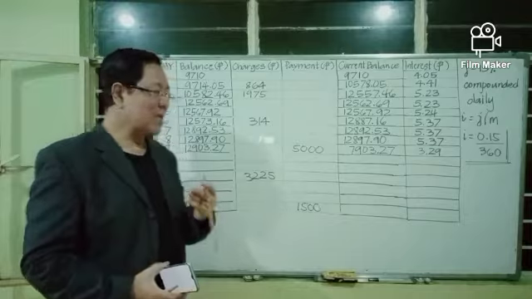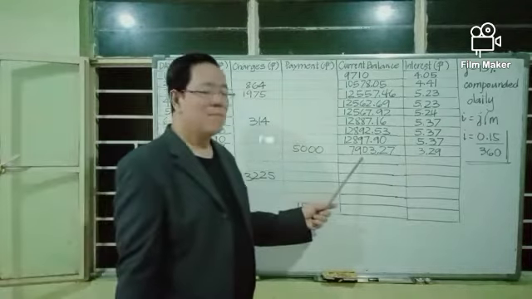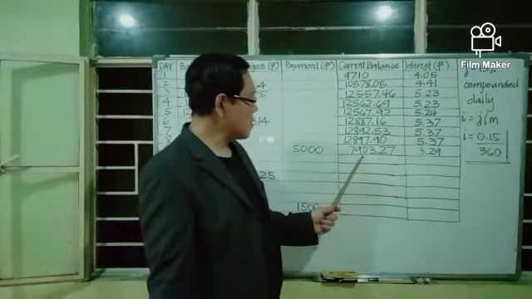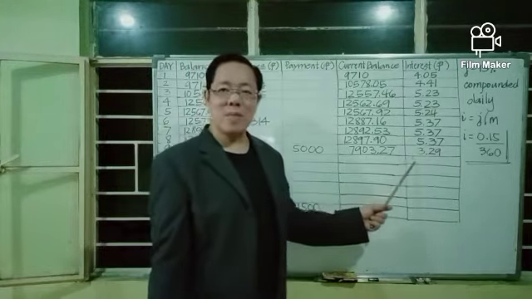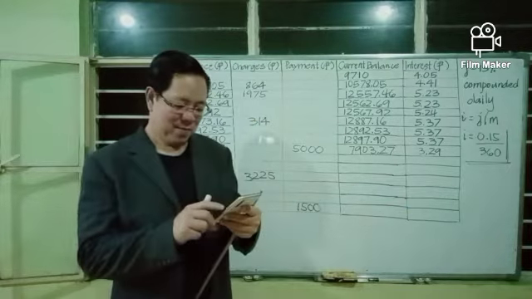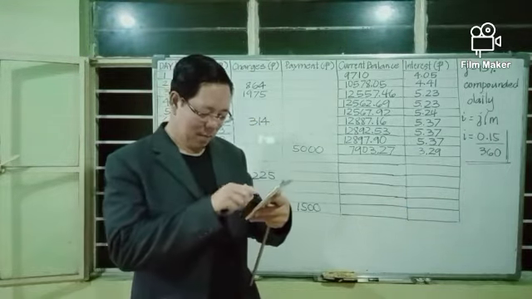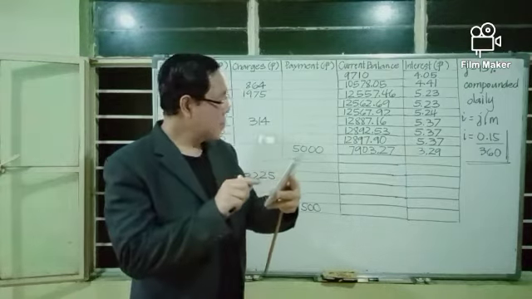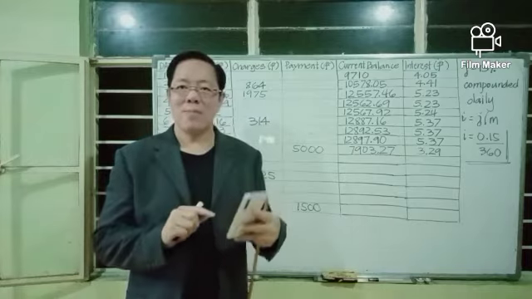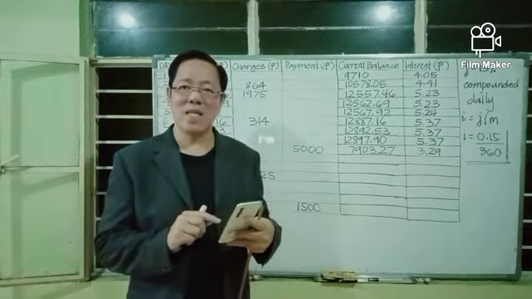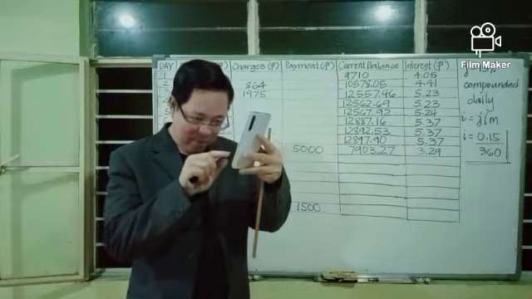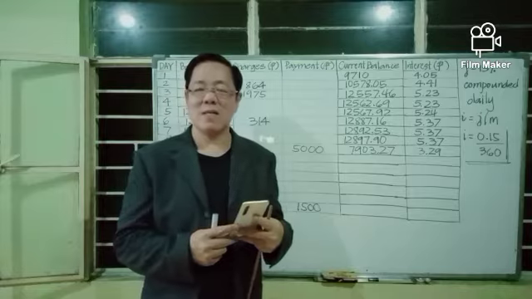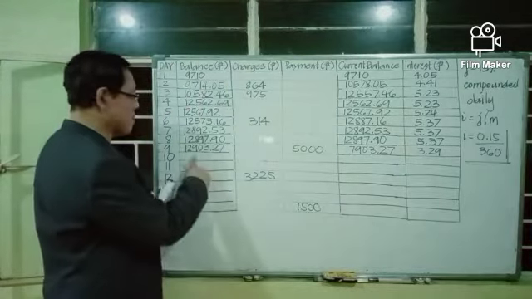To get the balance at the beginning of November 10, we add the balance at the end of November 9 plus the interest on November 9. 7,903.27 plus 3.29. 7,903.27 plus the interest of 3.29. And you should get 7,906.56. This is now the balance at the beginning of November 10.